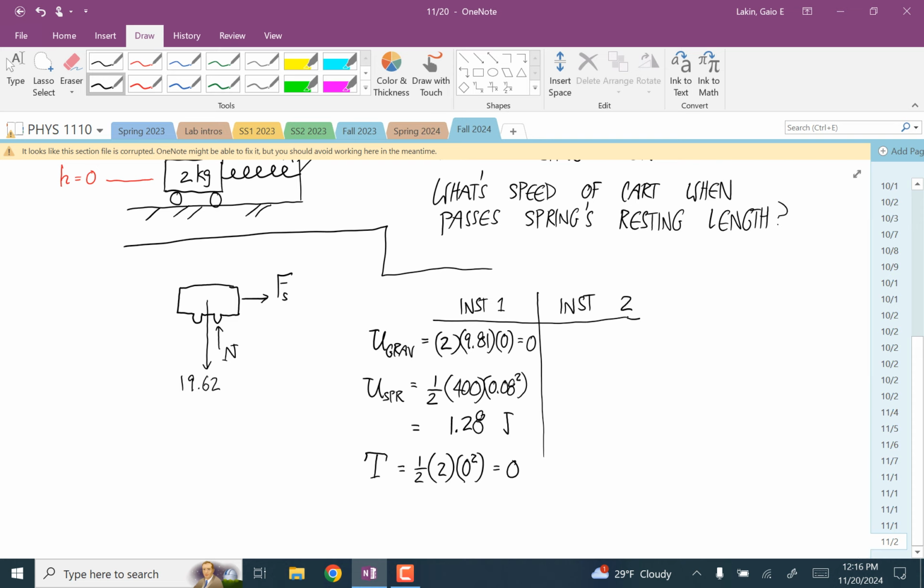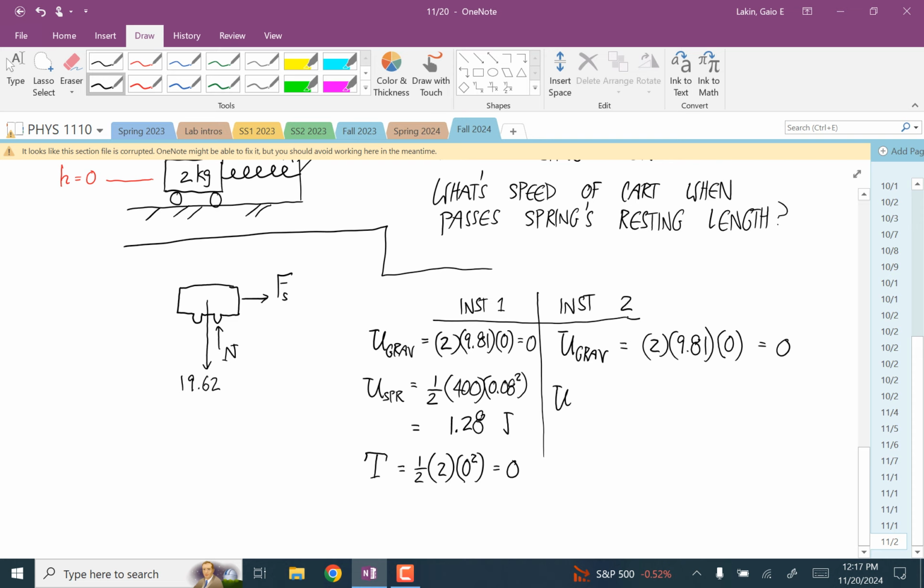And so now we'll think about when this object passes the spring's resting length. So the gravitational potential energy is 2 times 9.81 times the height, which is still 0. So you see what I said we would see, gravitational potential energy just doesn't affect this problem. So what's the total work done by gravity over this motion? It's negative, the second one minus the earlier one, which is negative 0 minus 0, which is 0.